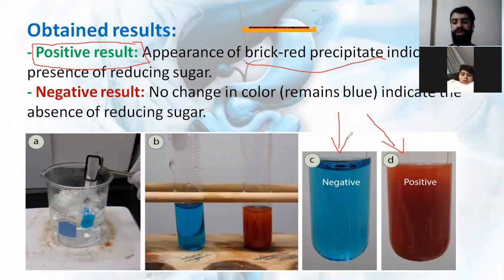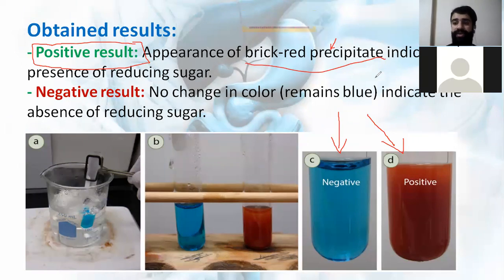For example, if I told you to interpret the experiment, what do you have to say? You have to say that after adding Fehling A and Fehling B to the food in the test tube, we have a brick red precipitate. What does this indicate? This indicates the presence of reducing sugar. This is the case whenever I ask you to interpret the experiment.